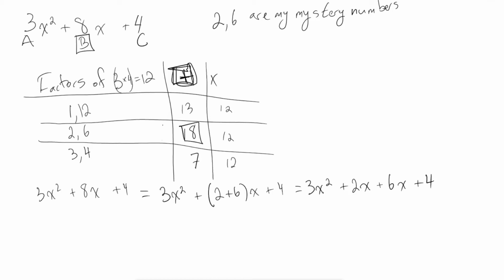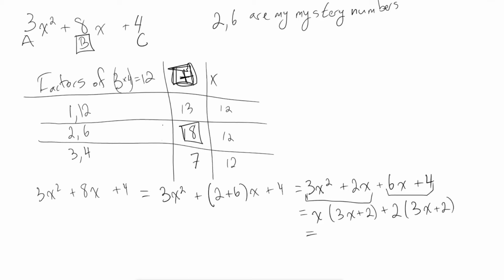Now I have to do just what I did in my earlier factoring examples. I have to group them together. So I'll look at my first two together and my last two together and take out the greatest common factor. The greatest common factor of the first two is just plain old x. So I have x times 3x plus 2. And then my greatest common factor in the second one here is 2. So x plus 2 times 3x plus 2.